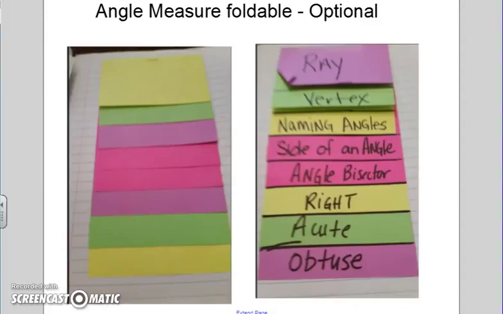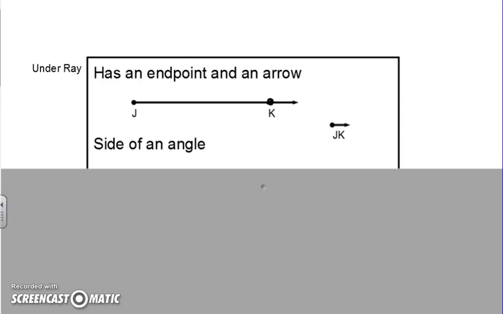Okay, so once you get your two made, then up here on the board, I've told you what to write on each one of the tabs. So it'll be ray, vertex, naming angles, side of an angle, angle bisector, right, acute, and obtuse. So if you'll get that put on your tabs. All right, so when you have your first tab, ray, underneath, I want you to lift that tab up.